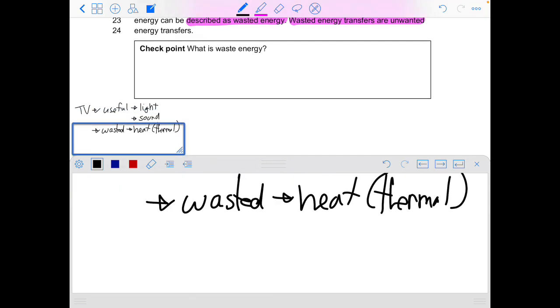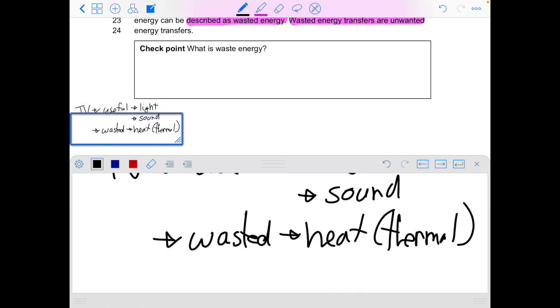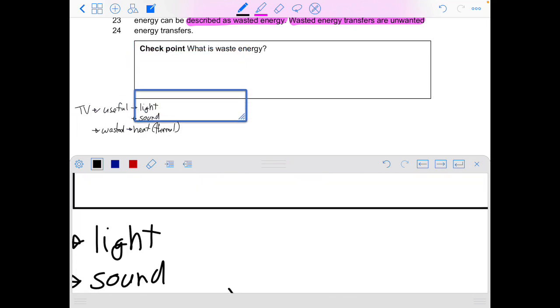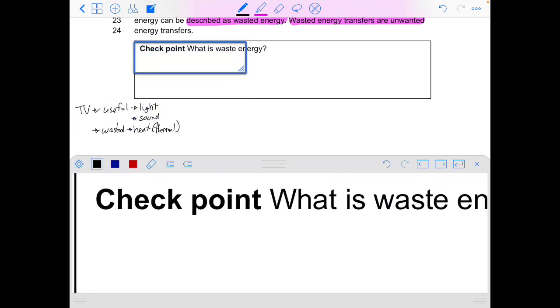What other waste energy can come from the TV? Sometimes it makes unwanted sounds. Sometimes it has extra lights that we don't need, things like that, right? So we have the useful energy of the TV and the wasted energy is the energy we don't want. With that in mind, go to this checkpoint: what is waste energy? Write it down in your own words.